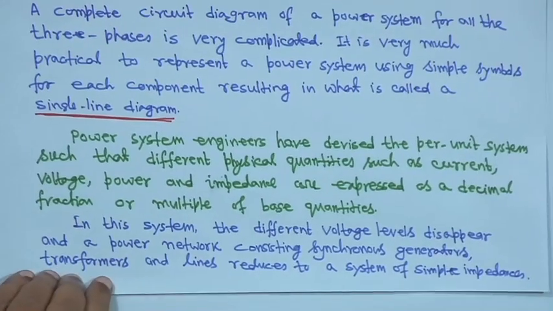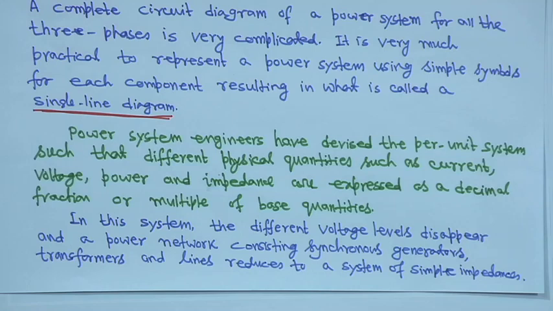That is why power system engineers have devised the per unit system, such that different physical quantities such as current, voltage, power and impedance are expressed as a decimal fraction or multiple of base quantities. In this system the different voltage levels disappear. When you go for the per unit system, all the quantities will be dimensionless, so voltage levels will disappear, and a power network consisting of synchronous generators, transformers and lines reduces to simple impedances. This is the major advantage of the per unit system.